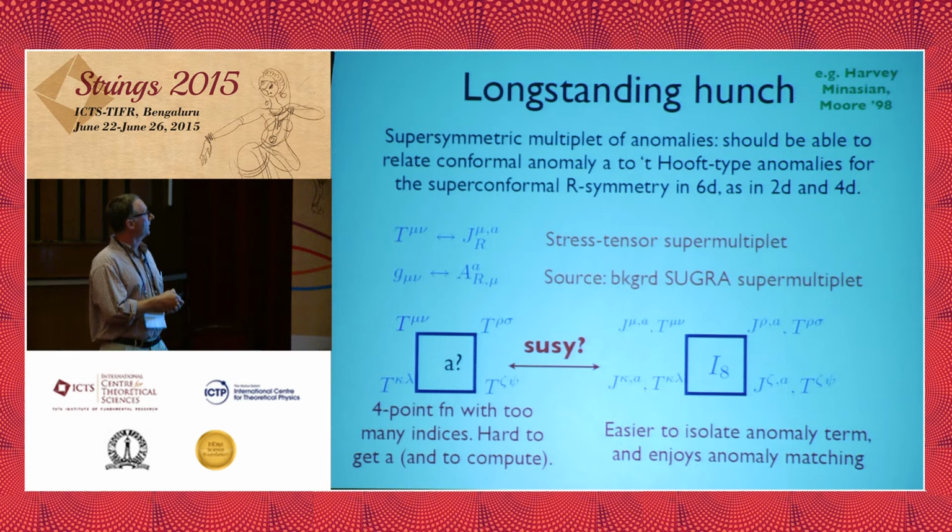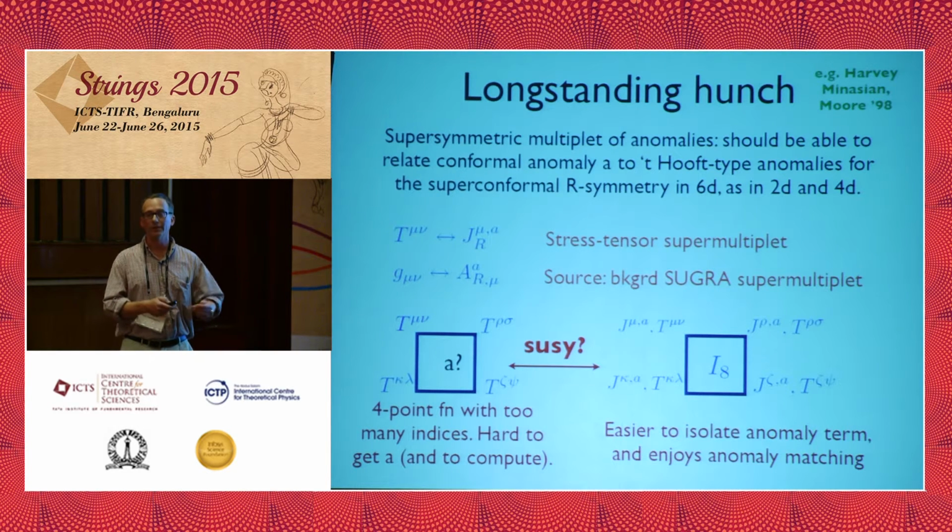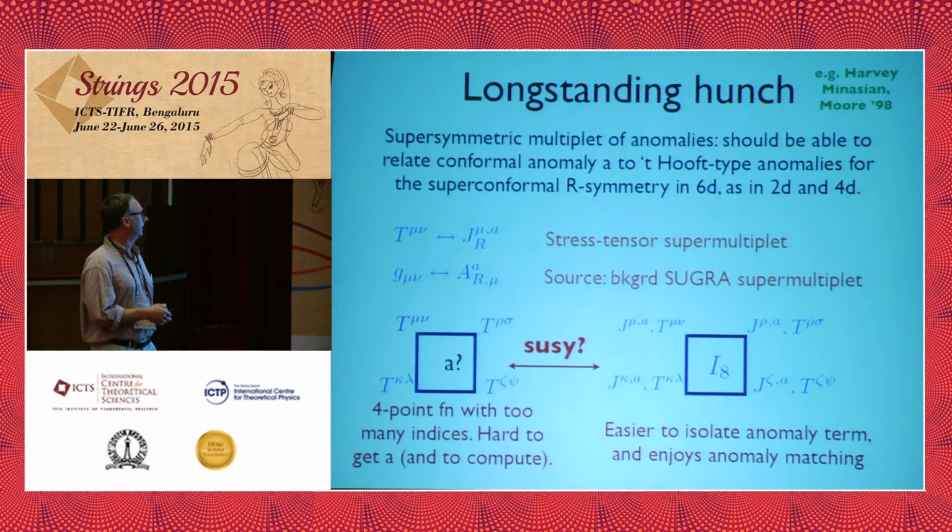And so because these are in the same supermultiplets, we could imagine that their correlation functions satisfy some relations. And we can also look at the theory with sources, so we can turn on some background metric source for the stress tensor and some background gauge field source for the R symmetry gauge fields, and also try to phrase this multiplet of anomalies in terms of relations when the sources are turned on.